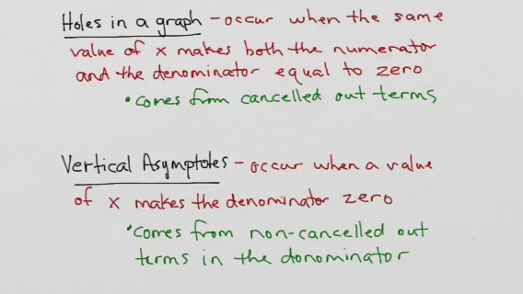All right, so what is this all about? In the graph, there's a couple of weird things that can happen. First off, we can have a hole in a graph. Holes occur when the same value of x makes both the numerator and the denominator equal to 0. And again, it would come from any canceled out terms.